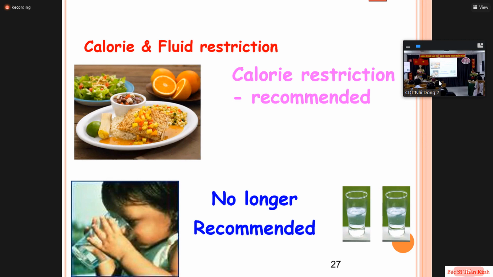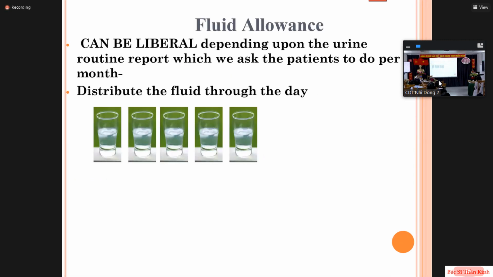So calorie restriction is always recommended at our center. Okay, because that helps to bring about good seizure control, but we do not recommend any fluid restriction. So fluid allowance can be liberal depending upon the urine routine report, which we ask the patient to do every month, and we inform them to distribute the fluids throughout the day.